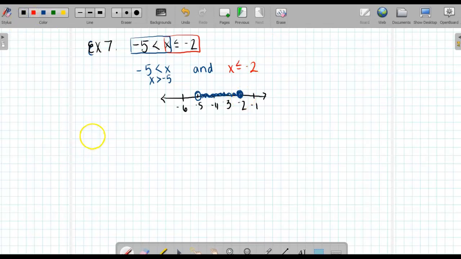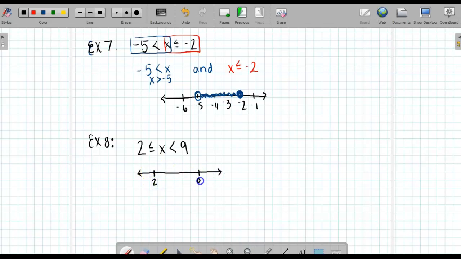Let's do another one like that. So if I have example 8, I will have something like maybe 2 less than or equal to x less than 9. Typically when you see these, they're always going to be less than, although technically they can be greater than.